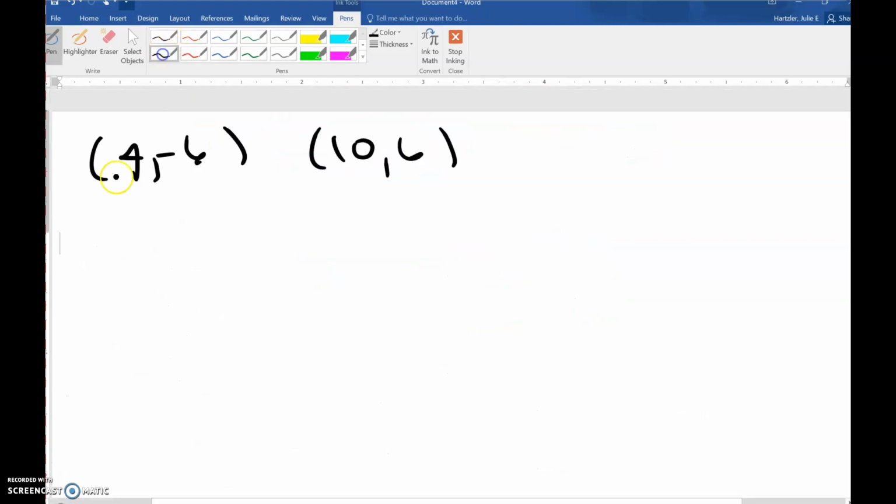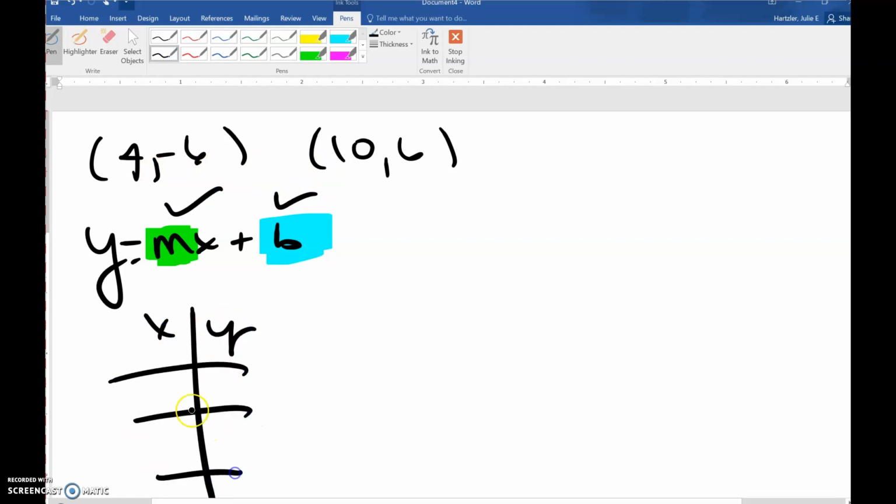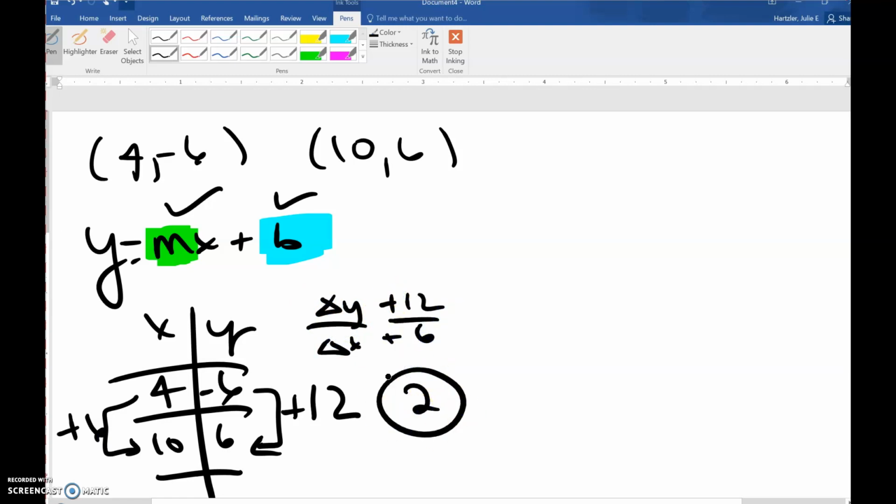Okay, so again, we want to fill in the blanks, mx plus b, to write a linear formula. We need to figure out m, and we need to figure out b. And so those are kind of first and second what we need to do. So slope, I am given 2 points. So I can either do an input-output chart to get that. So this is going up by 12, and this is going up by 6. So change in y over change in x would be 12 over 6, which reduces to 2 again, so we get a slope of 2.